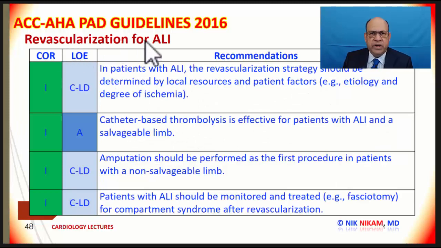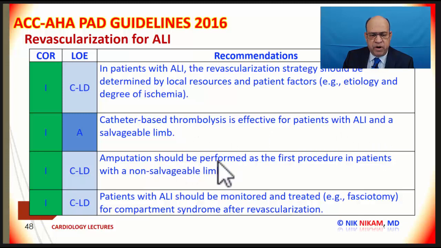Revascularization for all acute limb ischemia. In patients with acute limb ischemia, the revascularization strategy should be determined by local resources and patient factors, that is the etiology, degree of ischemia, etc. Catheter-based thrombolysis is effective in certain patients with acute limb ischemia, and it may help us to salvage the limb.